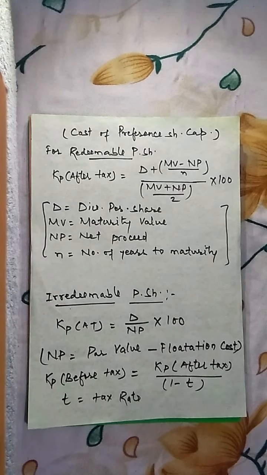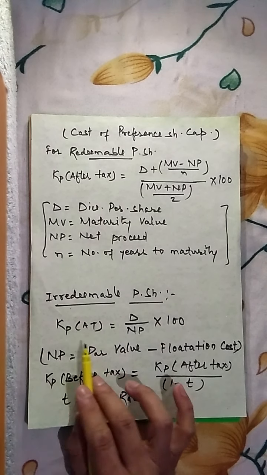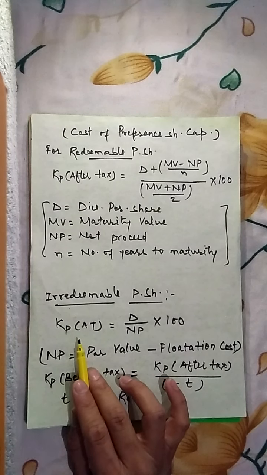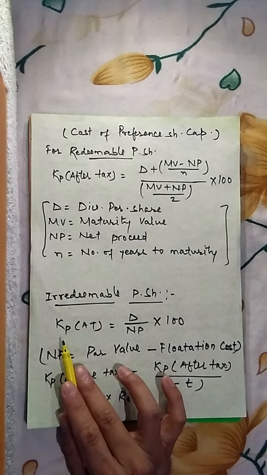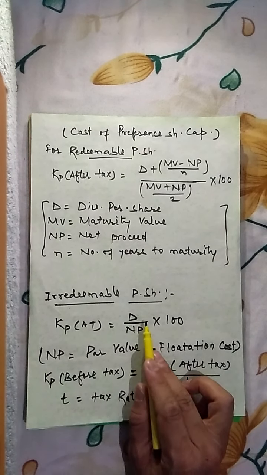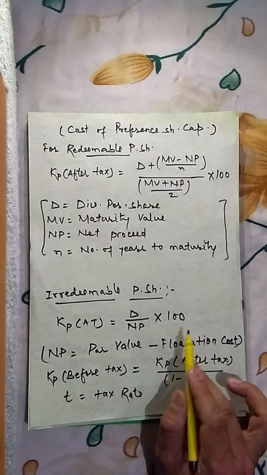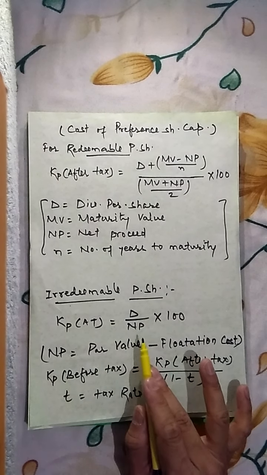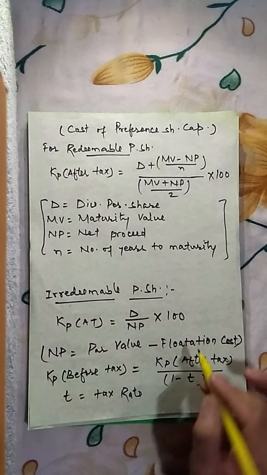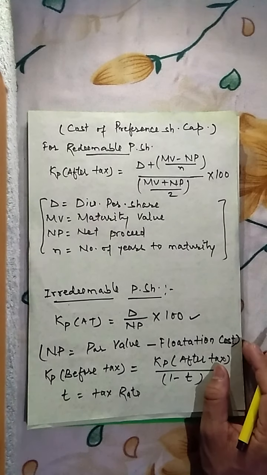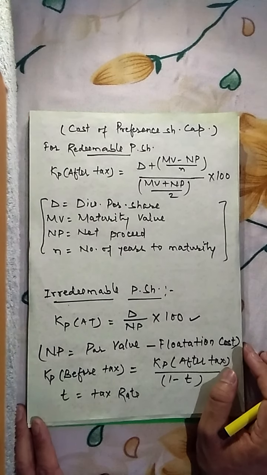In case we have been given something about the irredeemable preference shares, then we need to calculate the cost of irredeemable preference shares using this formula, that Kp after tax is equal to D upon Np into 100. That is very simple. Dividend per share divided by net proceeds into 100. So that is the simple formula in case of irredeemable preference shares. So that will be very much clear to you all.